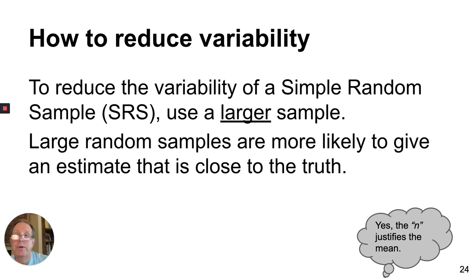How to reduce variability? To reduce the variability of a simple random sample, use a larger sample. Larger random samples are more likely to give an estimate that is close to the truth. That's our lesson for today. Thank you very much.